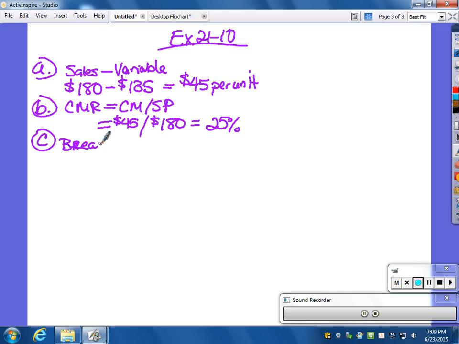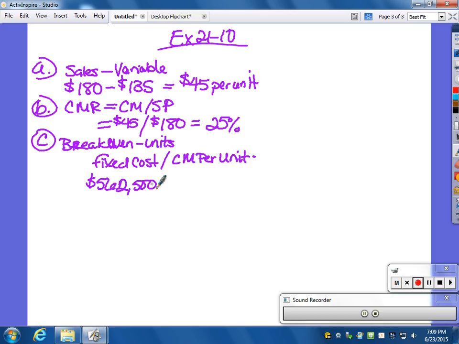What's the equation? Fixed cost. Fixed cost what? Isn't it divided by contribution margin per unit? Yeah. You said for the units, right? Contribution margin per unit. So what were the fixed costs? $516,500. Divided by what contribution margin? 45 gives us what for break-even in units?